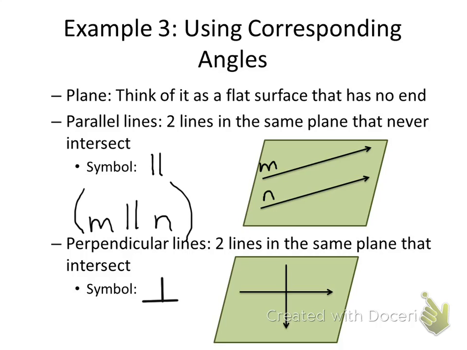If I wanted to show that these two lines are perpendicular, I need to first label the lines A and B, and I could say that A is perpendicular to B. All right? And that is where we will end for part 1 of 10.2.